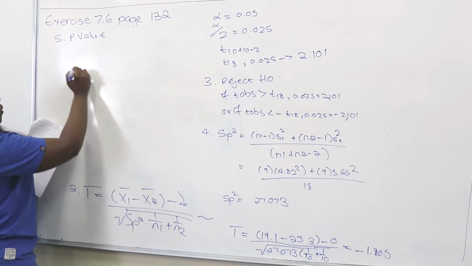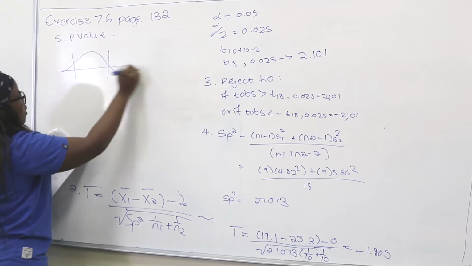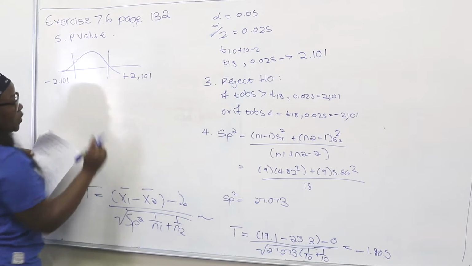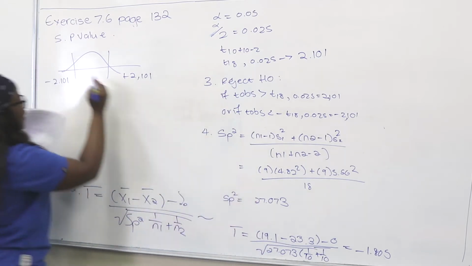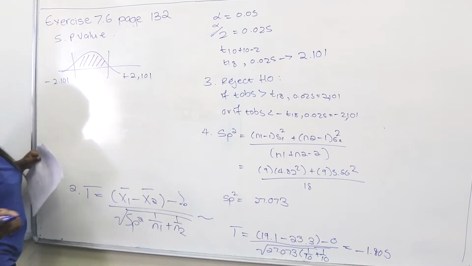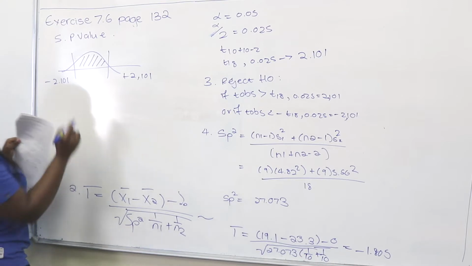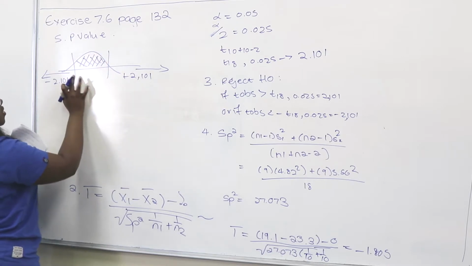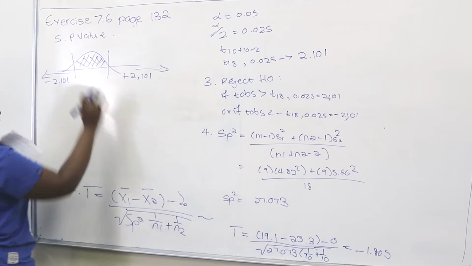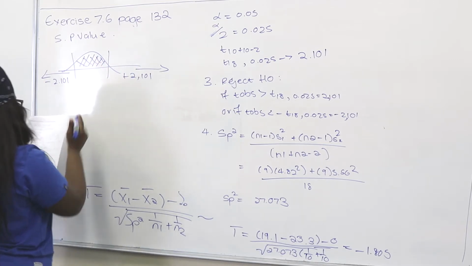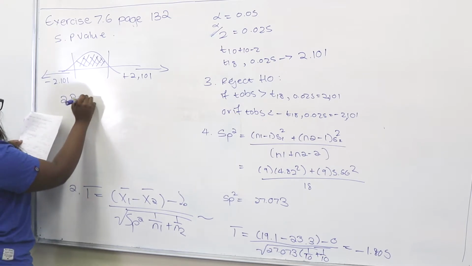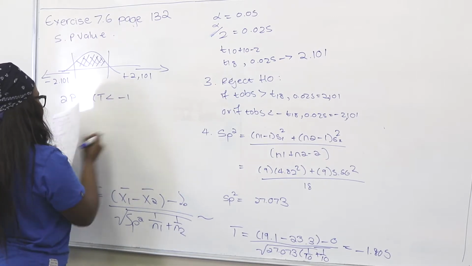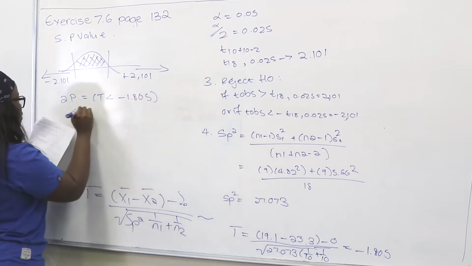And so when you look at your distribution over here, if this is negative 2.101, this is positive 2.101, we see that negative 1.805 is actually falling in here. And so we already know that we're going to fail to reject H0 because it's not in the rejection region, it falls in between. And so with your p-value, you're going to say 2p, remember because it's two-sided, is equal to P(T is less than negative 1.805) is equal to 2p.